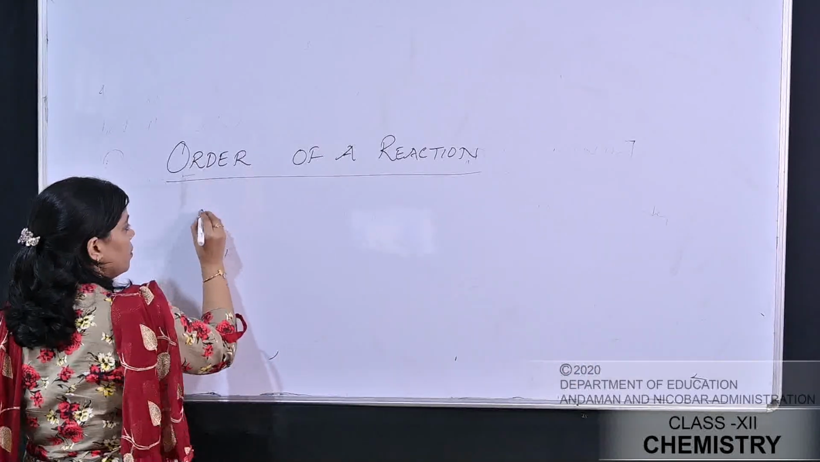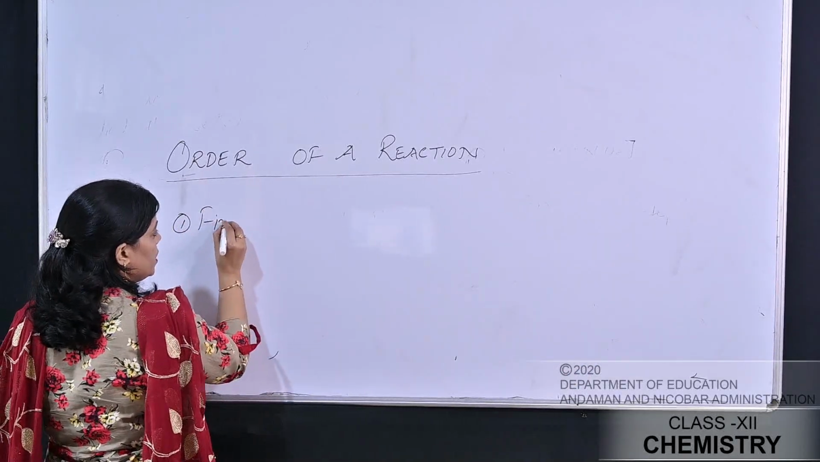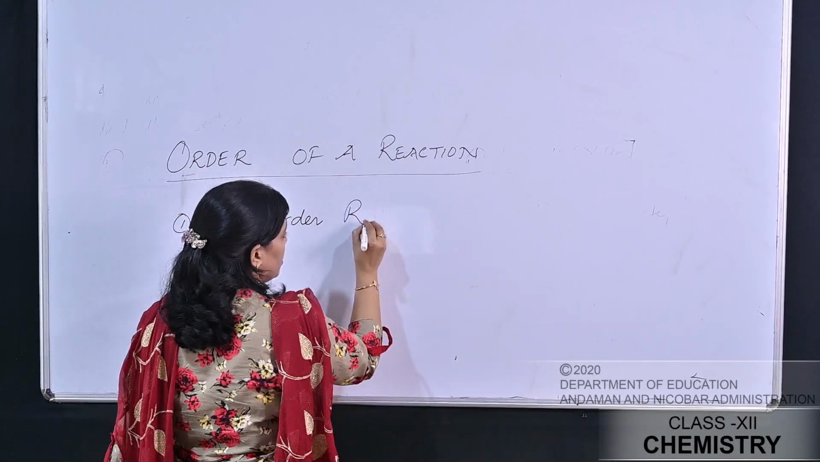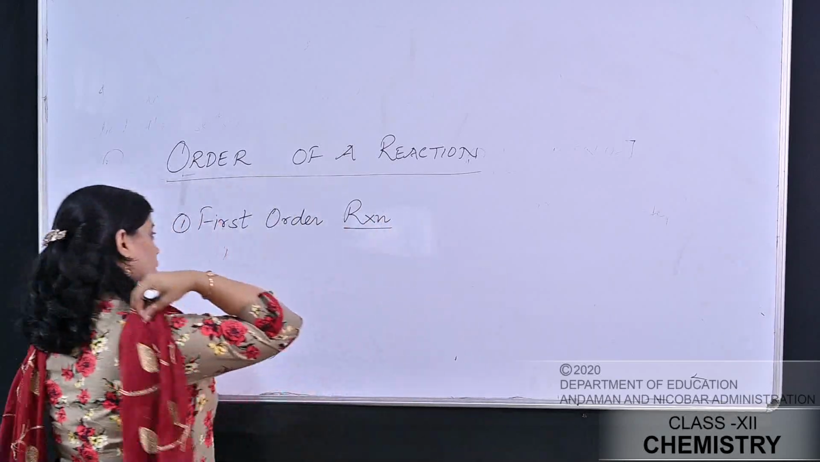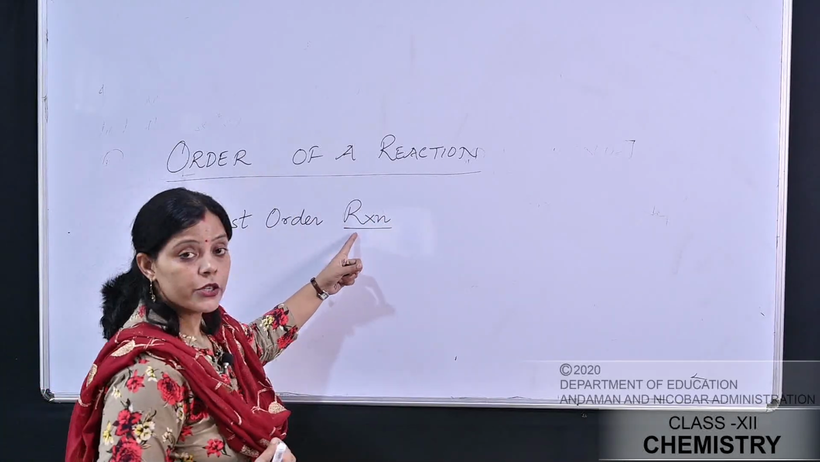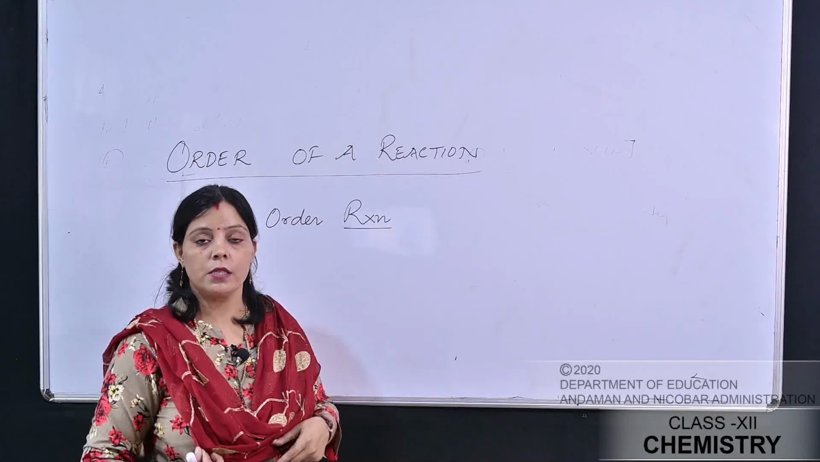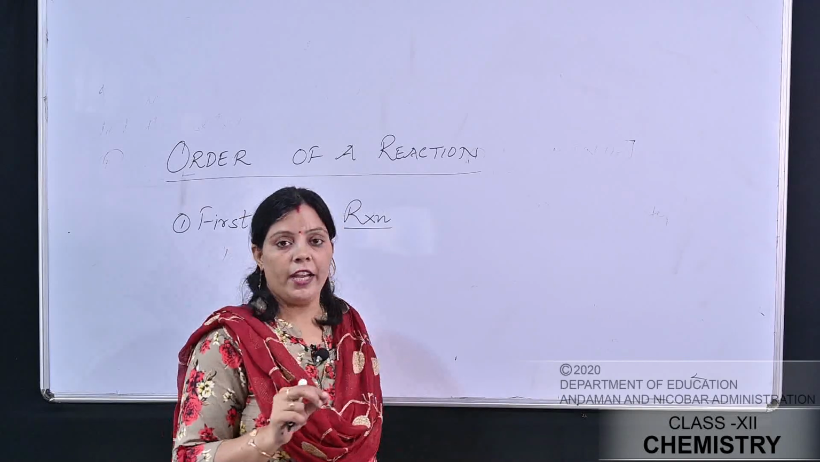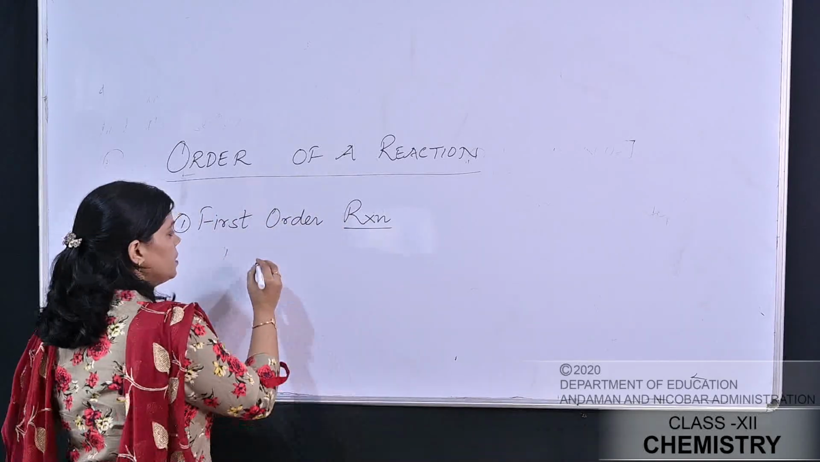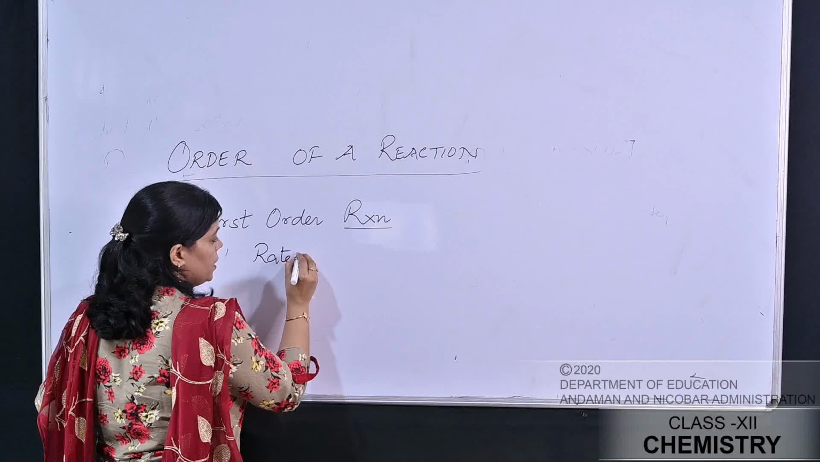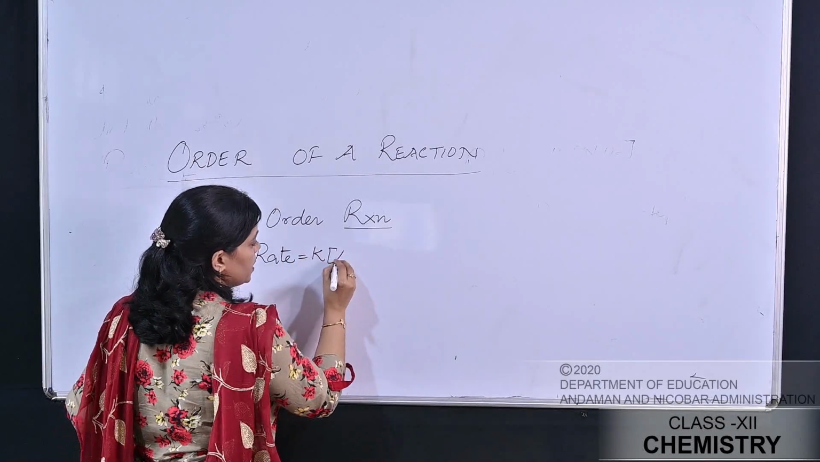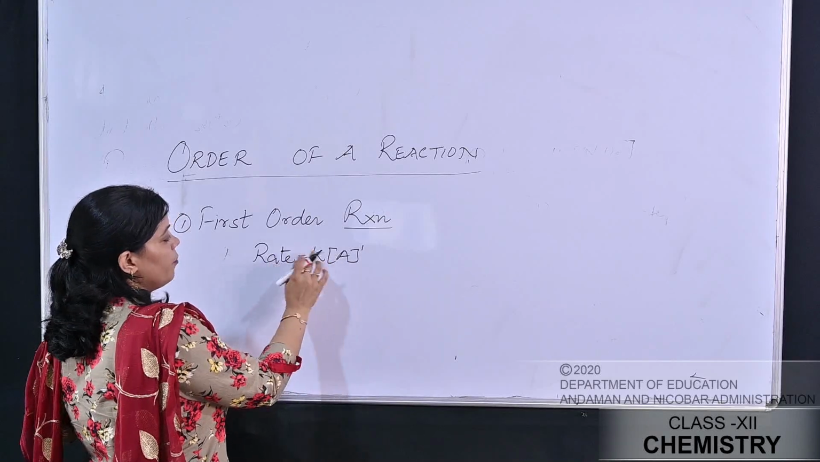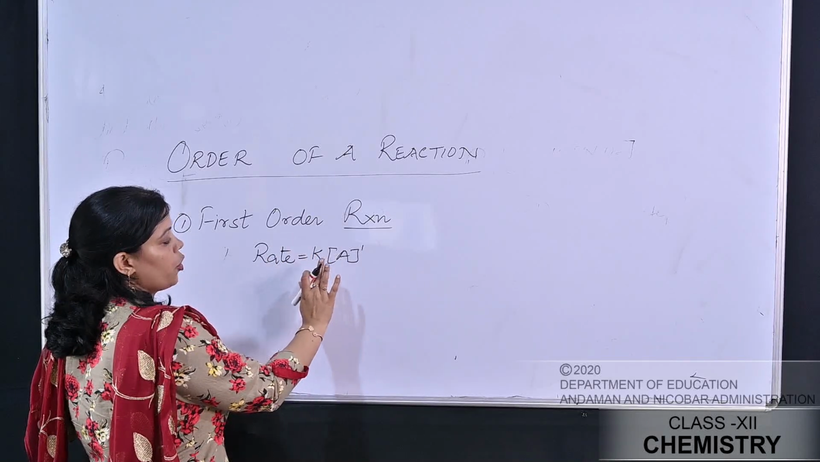First is the first order reaction. The reaction in which the sum of powers, or the sum of the exponents, present in the rate law expression is equal to 1, that is, the rate is equal to K, concentration of A raised to power 1, is a first order reaction and it follows first order kinetics.